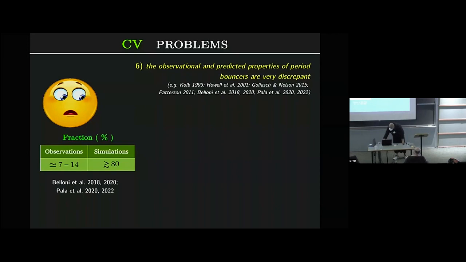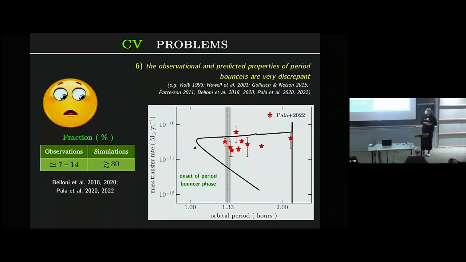And the other problem is, again, the mass transfer rates that are inferred from observations. Again, I'm using Anna's data, and you can see that the mass transfer rates are much higher than predicted, and also the trend, how we expect it to evolve with the period, is different. So this is definitely a problem.